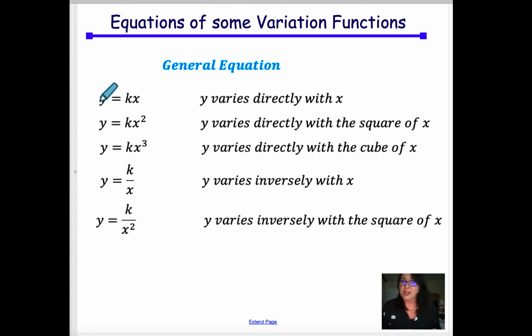So, for example, this one is just y equals kx. That's linear. That's what we've been doing. If that's what you have, you have a line. This is quadratic. It varies directly with the square of a function. If it is cubed, it varies directly with the cube. Now, see, all of these, when I'm multiplying straight across, k times x, k times x, k times x, are all varies directly. However, when I divide by x, now I'm varying inversely. Now I'm varying inversely with the square. So these are the general equations of what you've been exposed to so far.